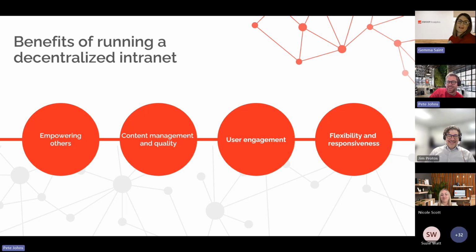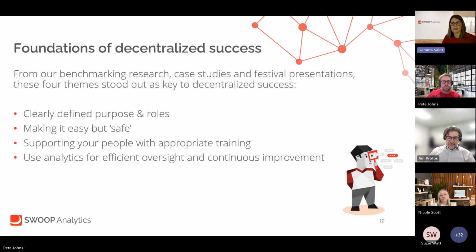The empowering others bit, it is definitely about empowering them. They are, like as you said, subject matter experts, but it is about you as an intranet manager setting up those colleagues for success. So that's something we'll be going to cover as we go on through the slides.